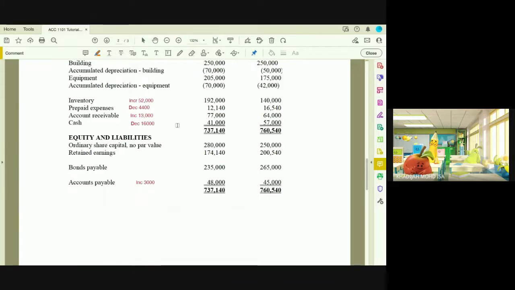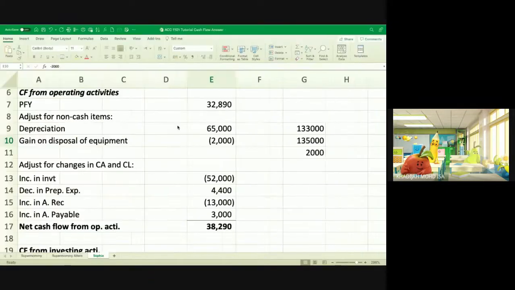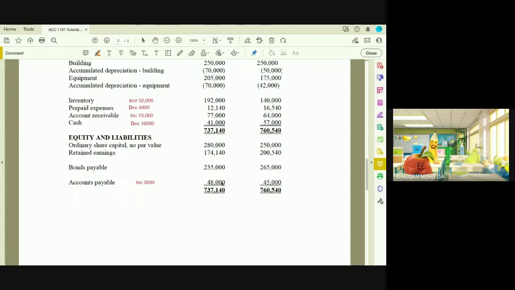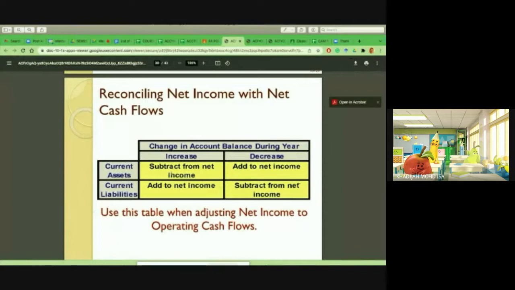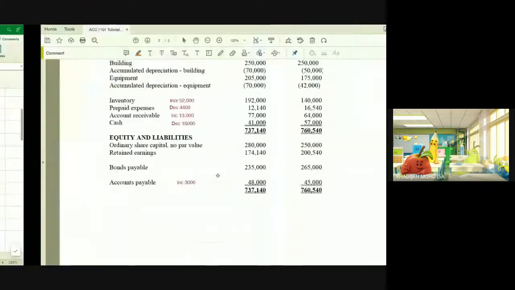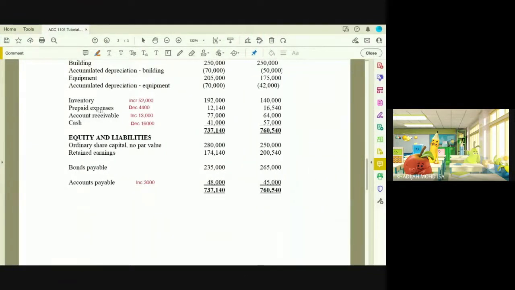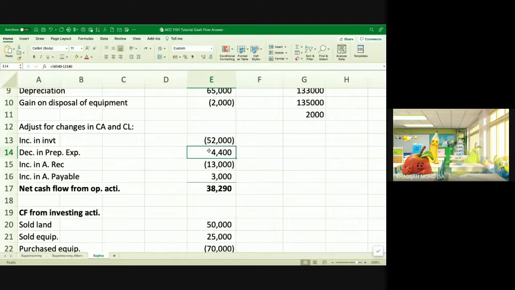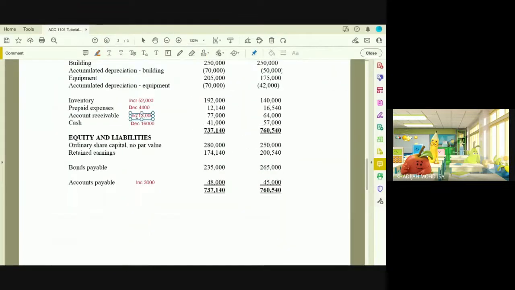If inventory increases by 52,000, inventory is a current asset, so is it plus or minus? Minus. When there's an increase in a current asset, you minus. So you minus 52,000. Then prepaid expenses is a current asset, but there's a decrease. If an increase is minus, a decrease means you add, so you add 4,400. Accounts receivable increased by 13,000, so when it increases, you minus.